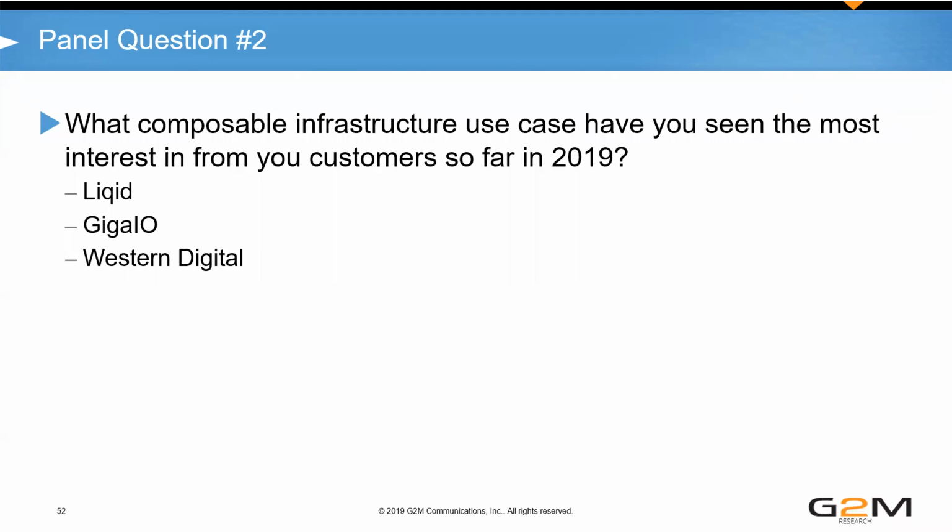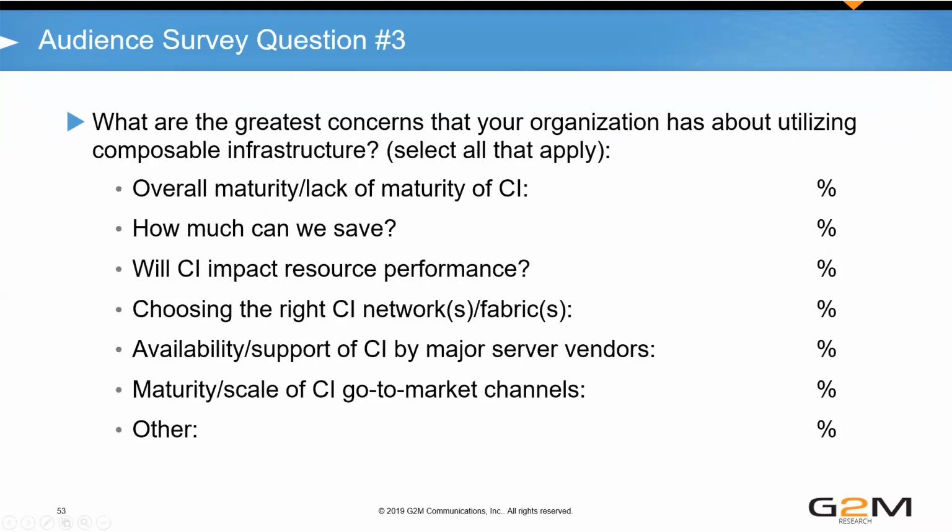Excellent. I'll go ahead and share the poll results for a second or two, and then we'll go ahead and launch the third poll. The third poll is, what are the greatest concerns that your organization has about utilizing composable infrastructure? And it's to select all that apply. Go ahead and launch that poll.